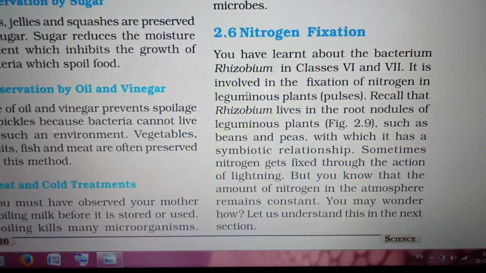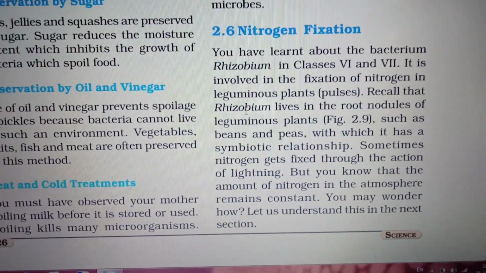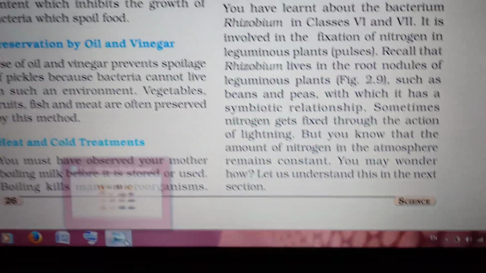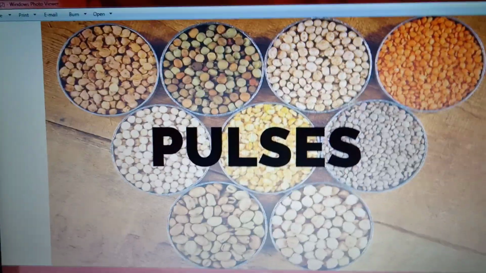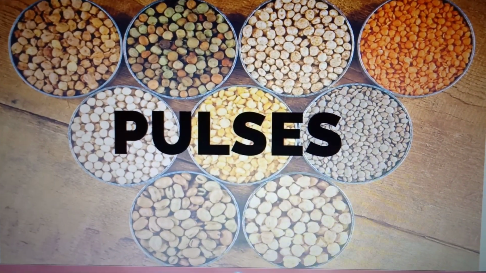Nitrogen fixation. Fixation of nitrogen in leguminous plants. Leguminous plants are the pulses. What are pulses? All these are pulses. Pulses means lentils. Green gram, chana dal, all these are pulses.